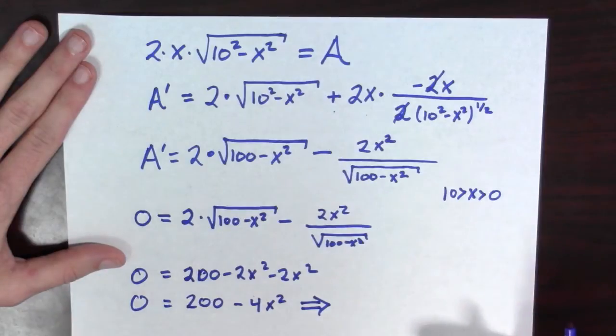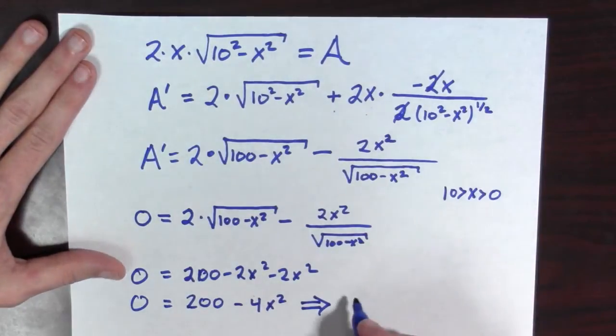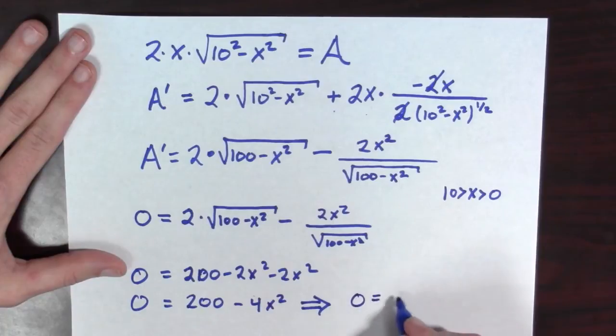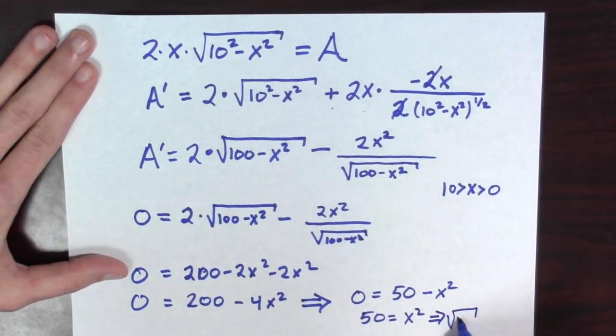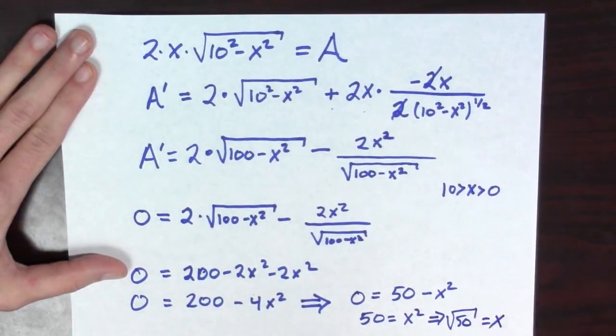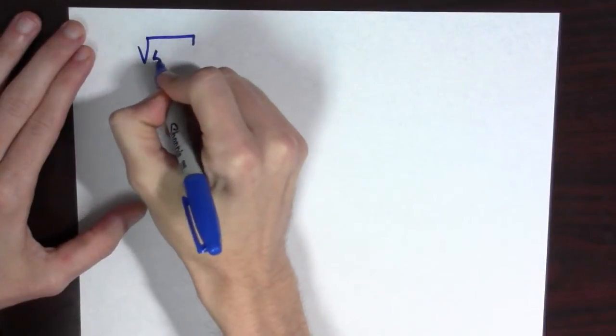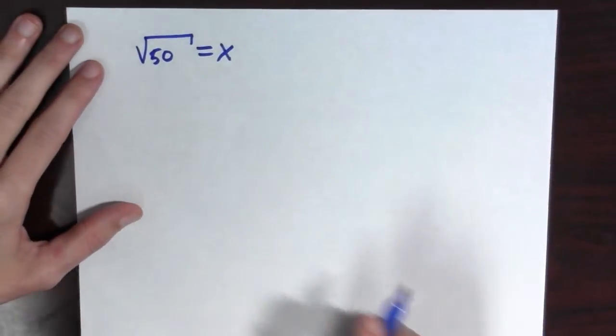I'll go ahead and divide everything by 4. What's 200 divided by 4? It's 50. 0 is equal to 50 minus x squared, and so 50 is equal to x squared. And so this tells us that the square root of 50 is equal to x. So if the square root of 50 is equal to x, what does that tell us about y?